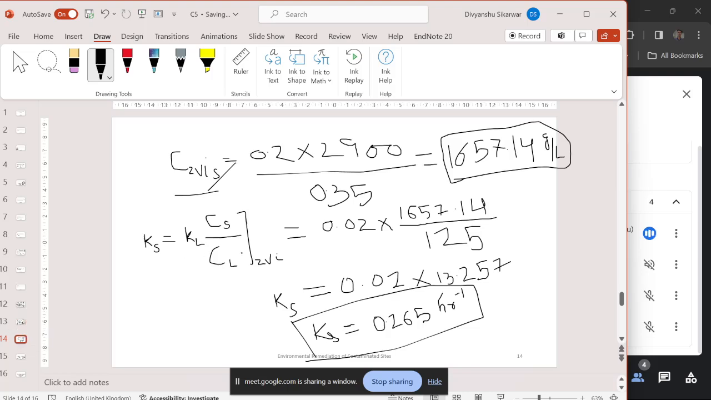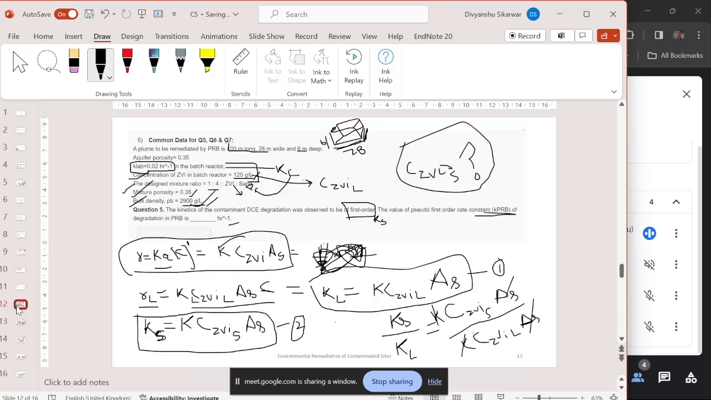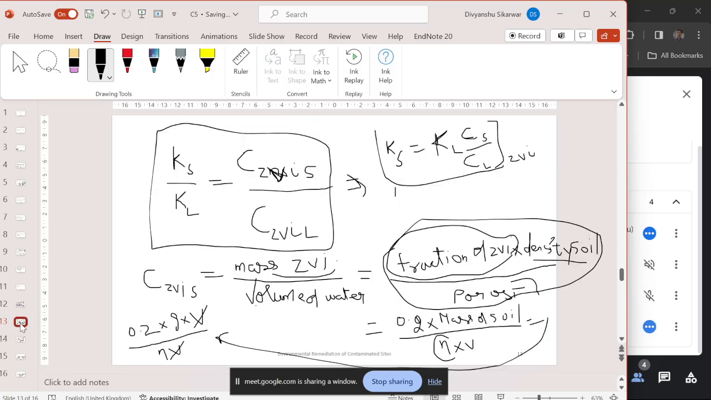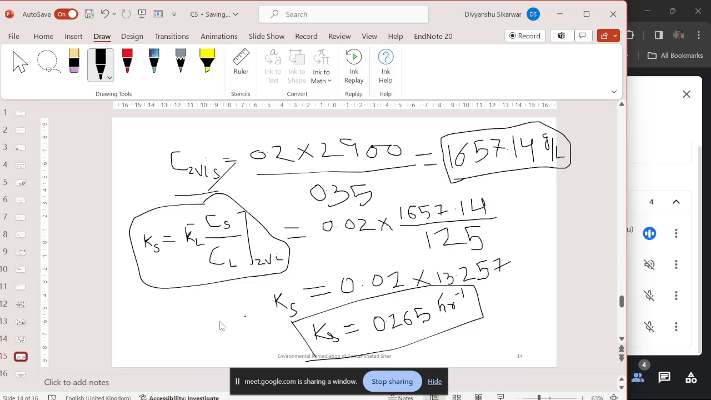Based on the relationship we established previously, we can use that relation because we know both values: the CS value, which we calculated just now, and the concentration of ZVI in lab condition, which is already given as 125, and the KL value is also given. By using that, we can calculate the KS value. This is the first part of the problem.